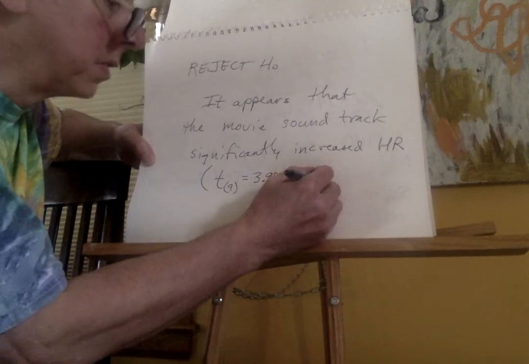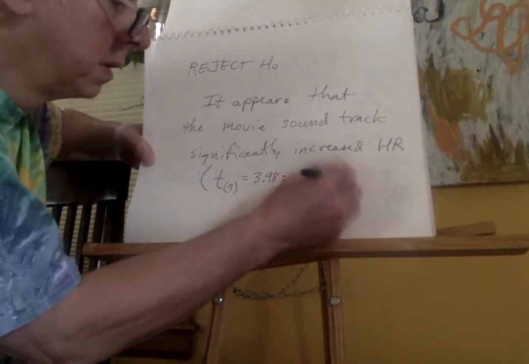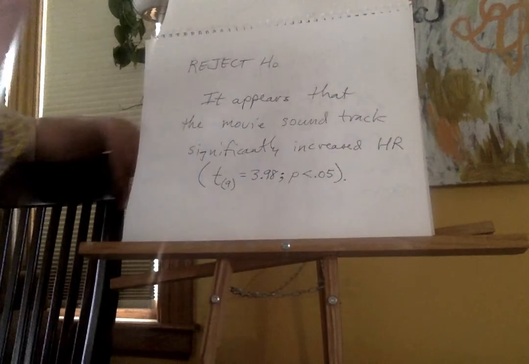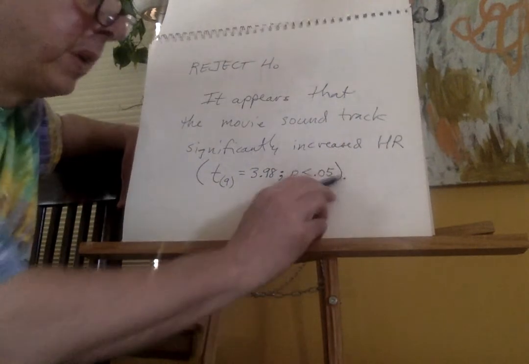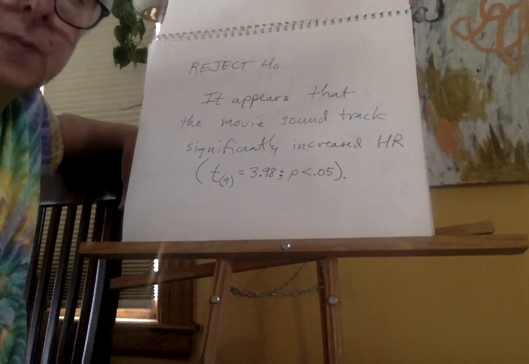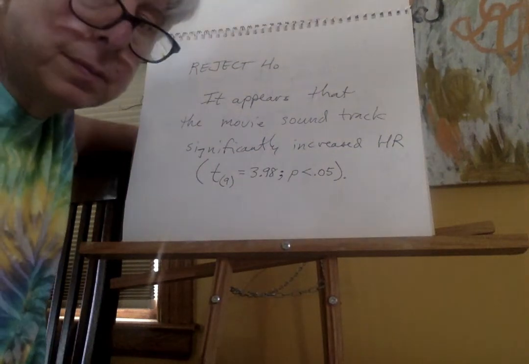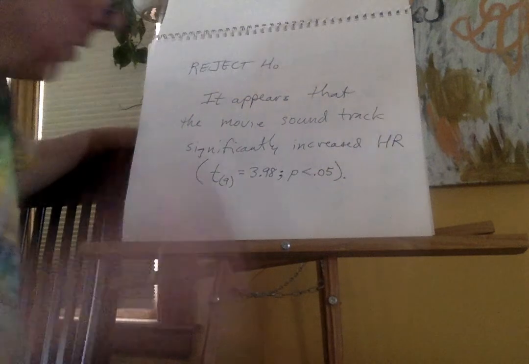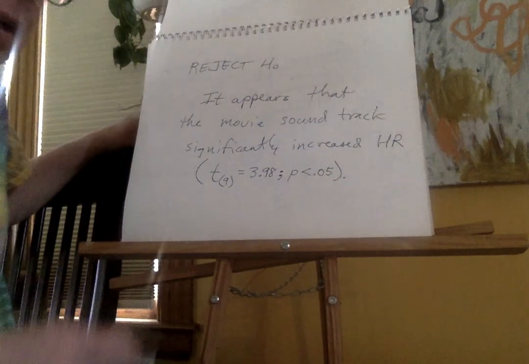Probability that the null is true is less than 5%, okay? Period after the parentheses. I wonder if anybody has any questions, all right?